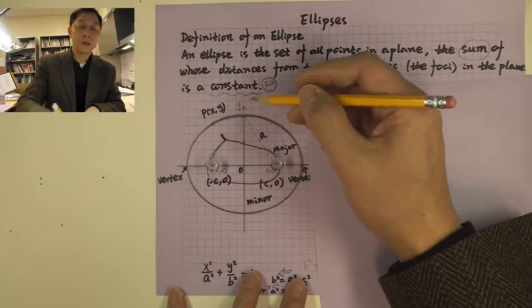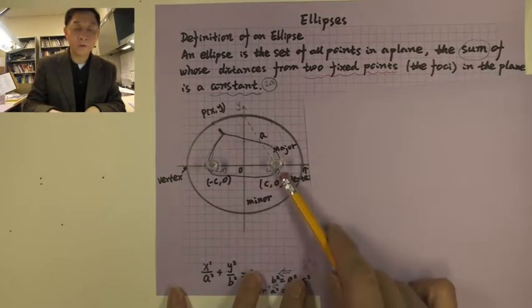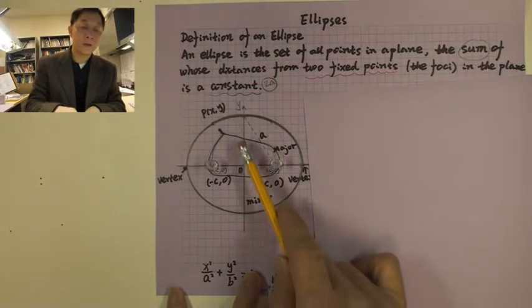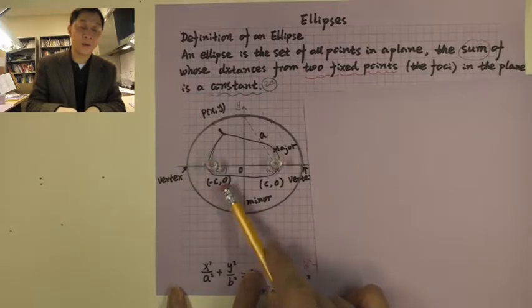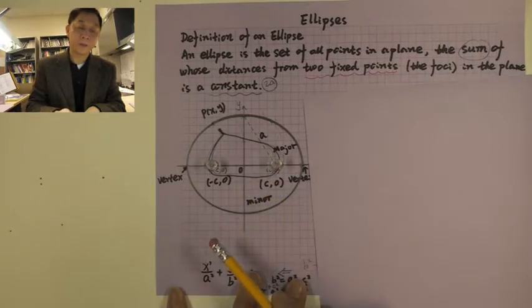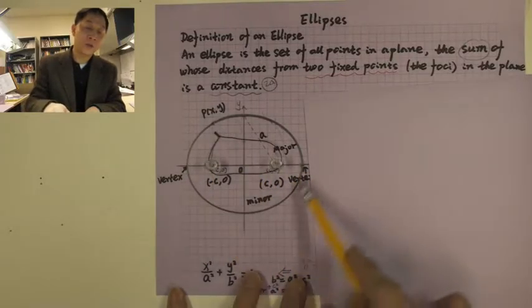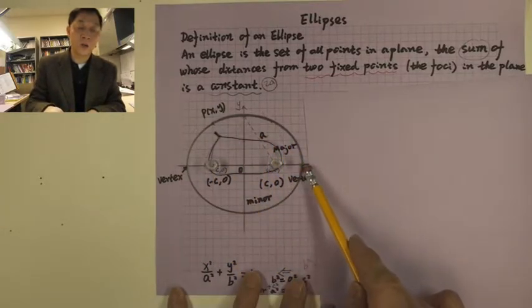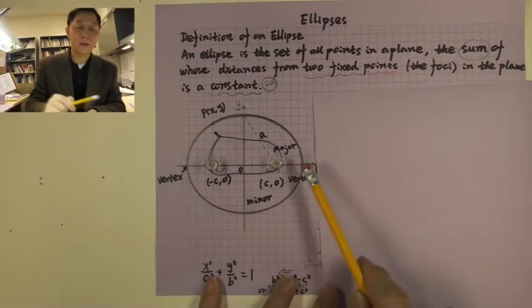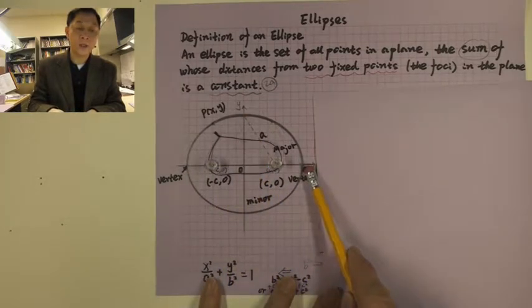Since those 2 points are fixed, then we may give the coordinate for this one as (c, 0). Then this point will be (-c, 0). Again, those two are called foci. There is an intersection between this line and the ellipse. Those 2 points are called vertices. Each one is called a vertex. We only call these 2 vertices.